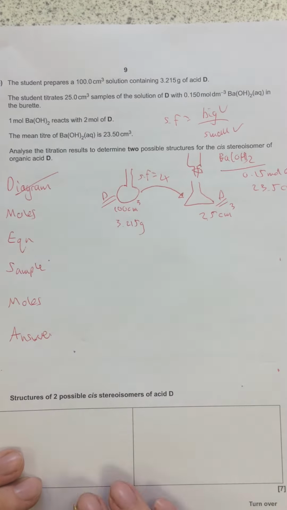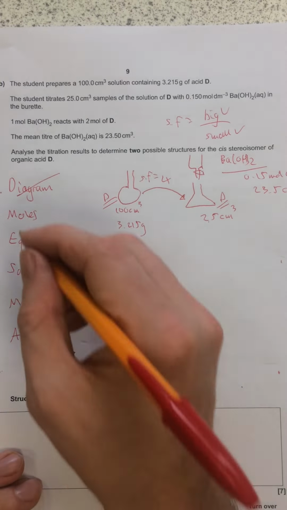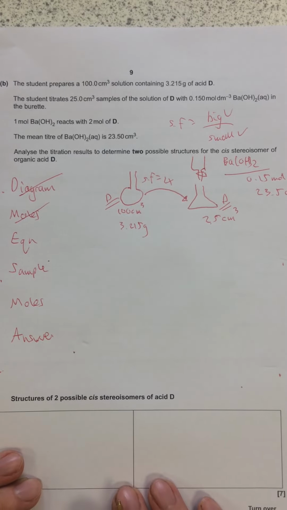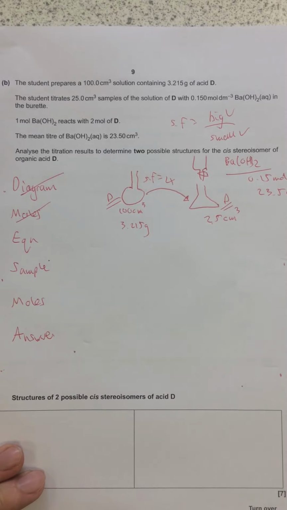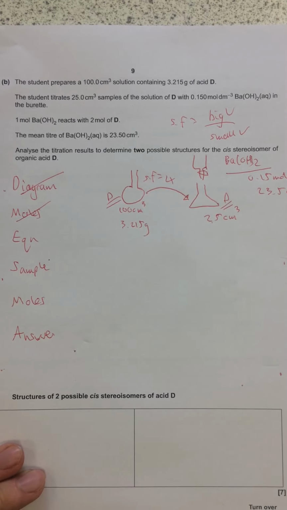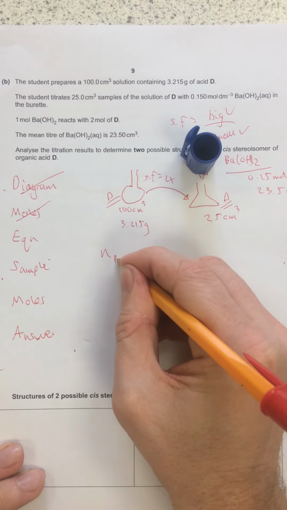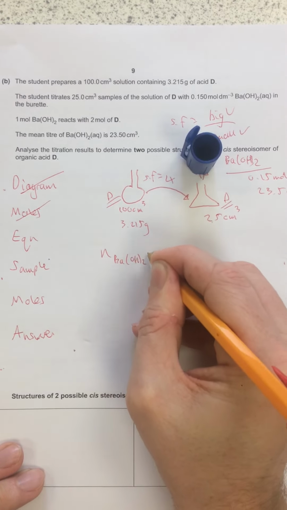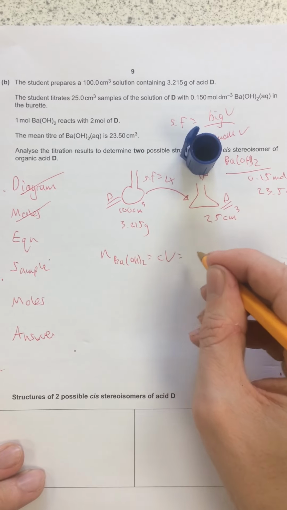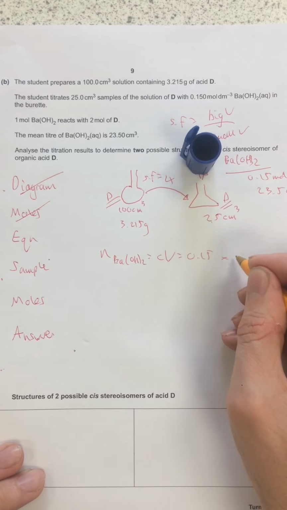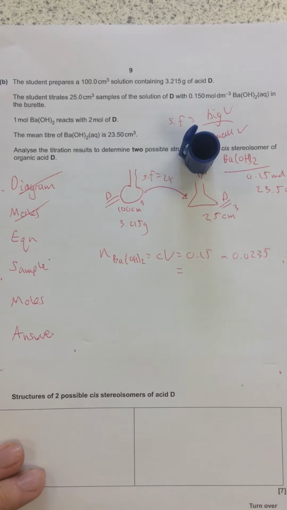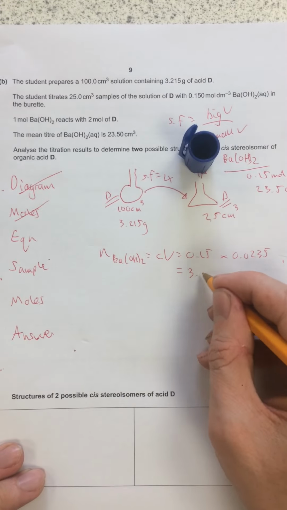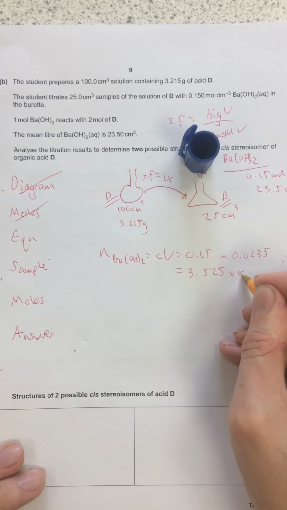So a diagram. Next step, let's find the moles. It doesn't matter what, it doesn't matter how, just find the moles of something. So it's going to be the barium hydroxide, isn't it? And let's keep track of where we are. At the moment, we're in the burette with the barium hydroxide. So my moles of barium hydroxide is going to be equal to CV. So 0.15 times 0.0235, because of course this needs to be in dm³, and that'll give you this answer here.